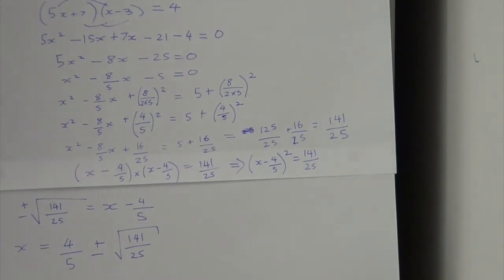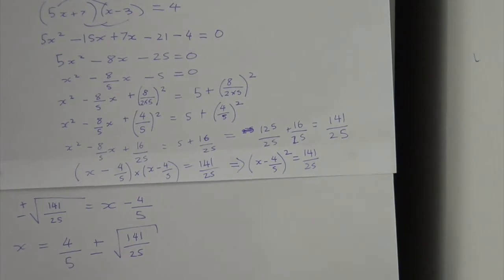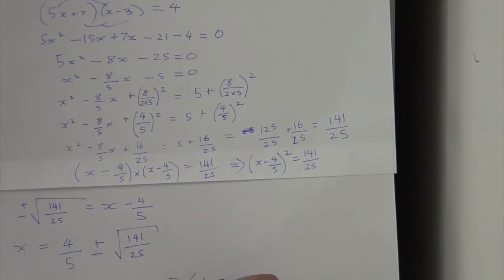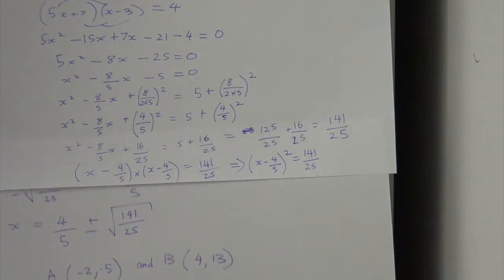Right. A line joins points A, which is (-2, -5), and B. So here are the coordinates, (4, 13). Okay.